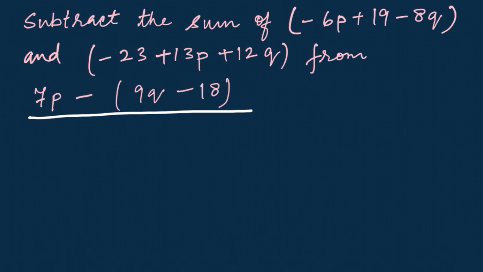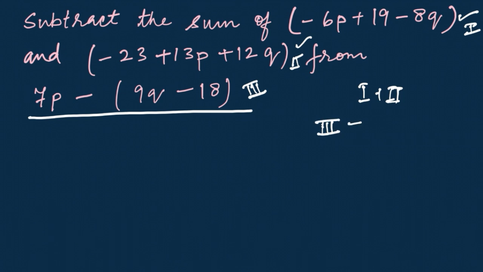So you have to find the sum of two terms. This is the first term and this is the second term. You have to find the sum of these two terms and you have to subtract the sum from the third term. Means overall your equation becomes the third term minus the sum of 1 and 2. Clear? So the first step will be finding the sum of 1 and 2. For that, just write the terms.